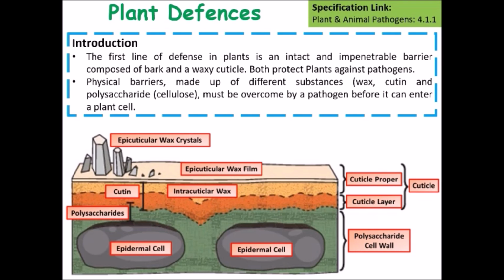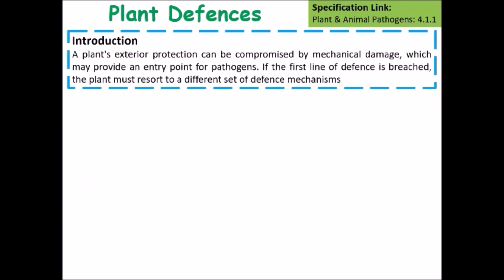Physical barriers are made up of different substances. So you've got wax, cutin, and polysaccharides, meaning cellulose primarily, that the pathogen must overcome before it can physically get into the plant and infect it. A plant's exterior protection can be compromised by mechanical damage, which may provide entry points to pathogens. If this first line of defense is breached, then a plant must resort to other defense mechanisms.